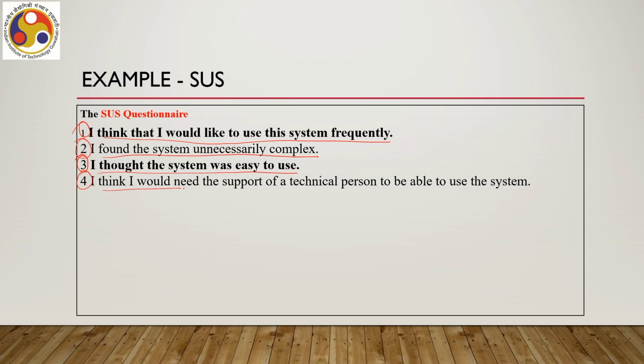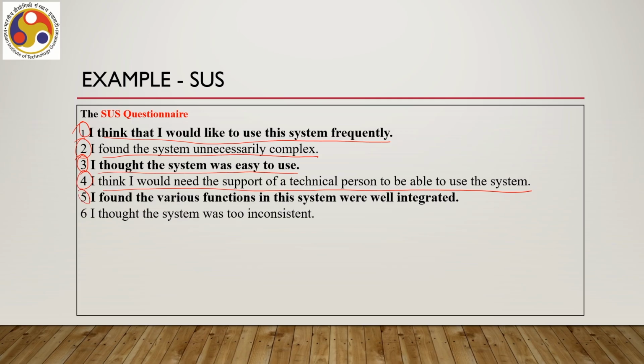4 is, I think I would need the support of a technical person to be able to use the system, negatively worded. So, as you can see, first and second statements are related, one is positively worded, other one is the negatively worded version of the same statement. Similarly, 3 and 4 are related, 5 and 6 are also related. 5 is, I found the various functions in this system were well integrated, whereas 6 says, I thought the system was too inconsistent. So, 6 is the negative version of 5.